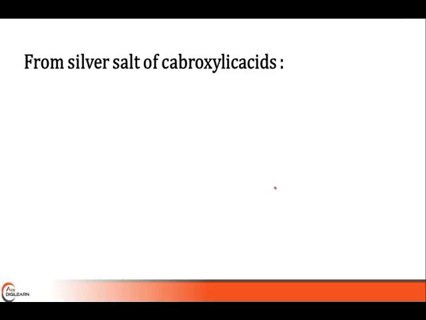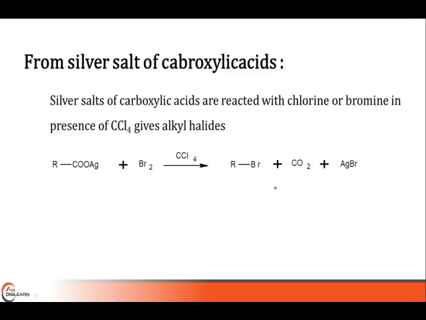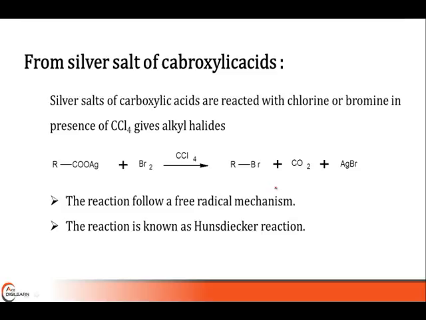From silver salts of carboxylic acids, it's called the Hunsdiecker reaction. Whenever a silver salt of a carboxylic acid is reacted with chlorine or bromine in presence of CCl4, it gives the respective alkyl halides. The general reaction: RCOOAg plus Br2 gives RBr, and CO2 and AgBr as byproducts. The reaction follows a free radical mechanism. It is known as the Hunsdiecker reaction, and the order of yield for the halides is 1 degree greater than 2 degree greater than 3 degree.